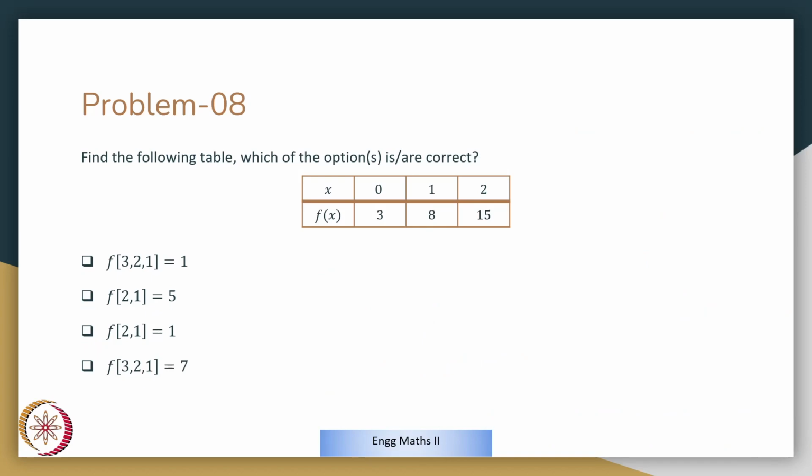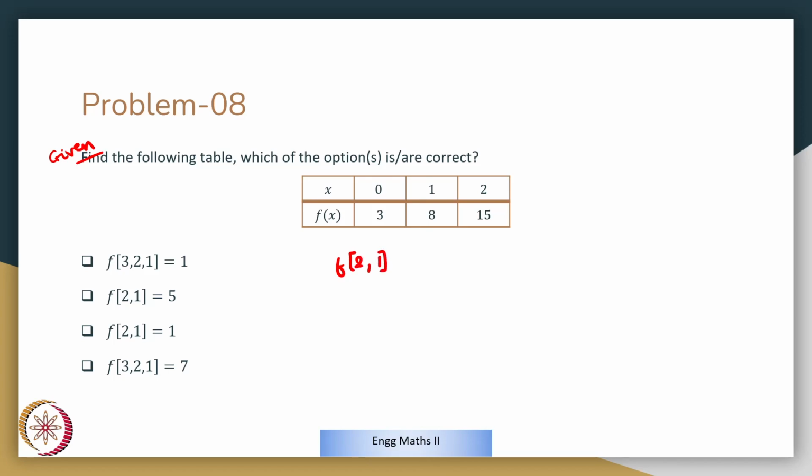Problem number 8. Given the following table, which of the following options is correct. So we are given x and f of x, and we are asked to find which of the following options given below are correct. So if you look through the options, we are essentially looking at the divided difference f[2,1] and the divided difference f[3,2,1]. So we'll first start with the easier one.